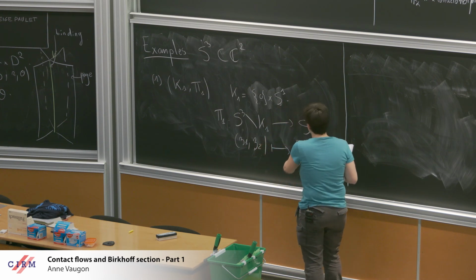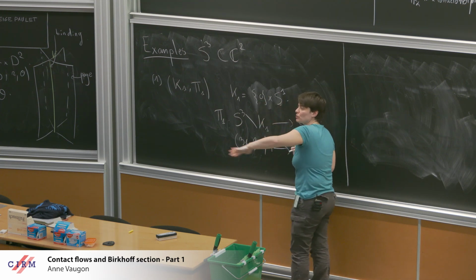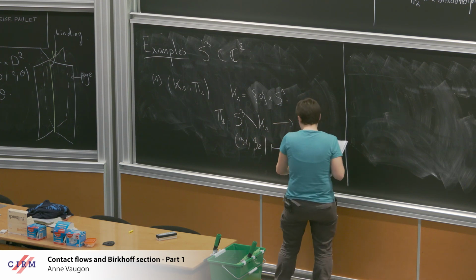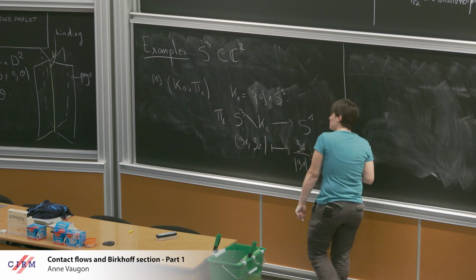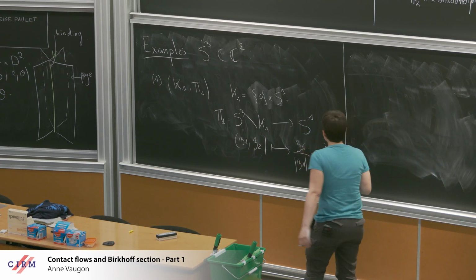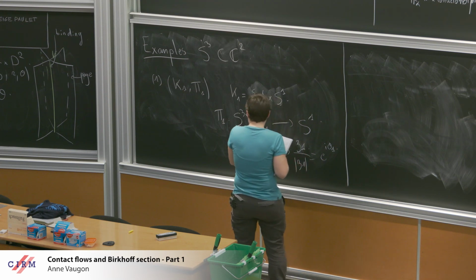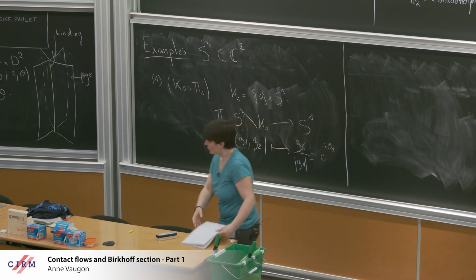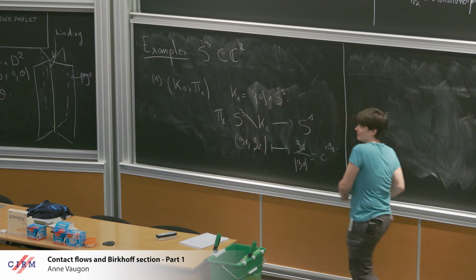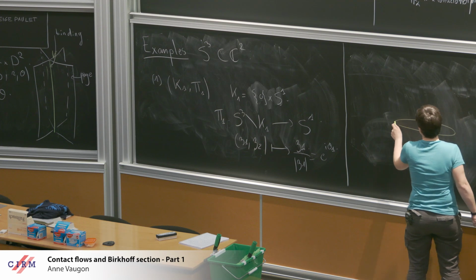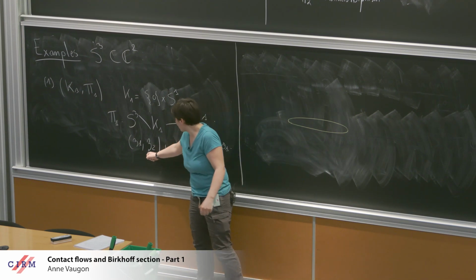So I pick the first coordinate, z1. So this is in C, and it cannot be 0. So I can renormalize to obtain something in S1, which, if you pick coordinates r1, theta1, is given by theta1. So let's do some picture. So the binding is obviously a circle. I'm doing the picture in R3. And the page is a disk because the D2 parameter is free here.